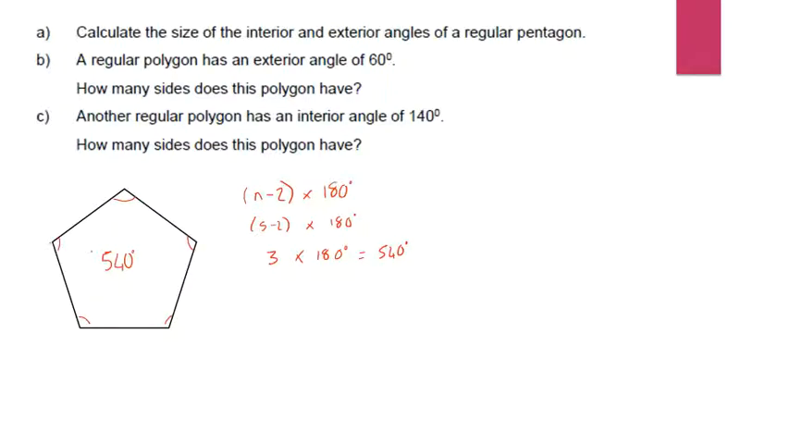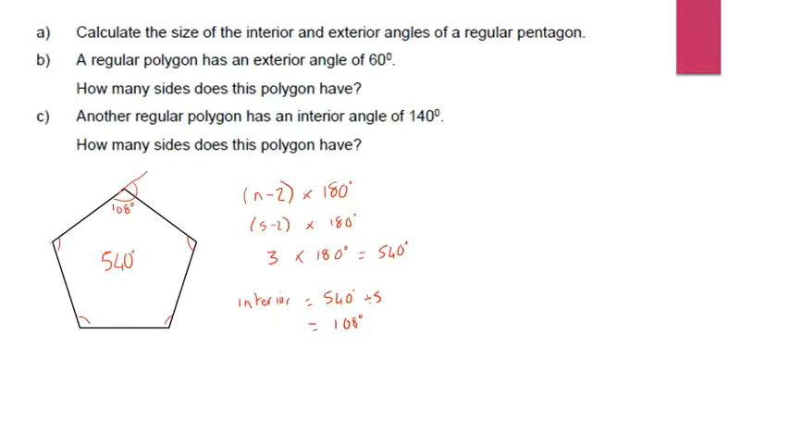So therefore, to work out the size of the interior angle of one of them, we do 540 degrees divided by 5. In this case, each one is 108 degrees. And to work out the exterior is this angle here that's next to it, so on the outside.